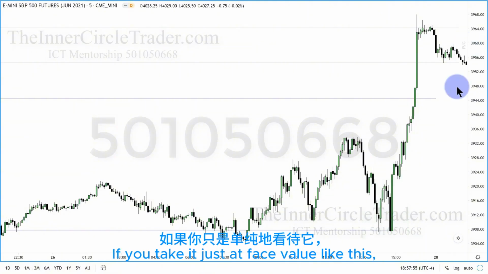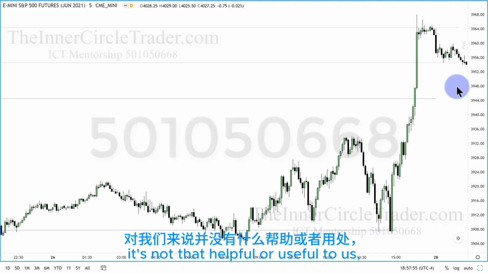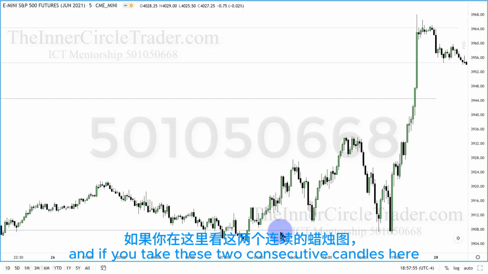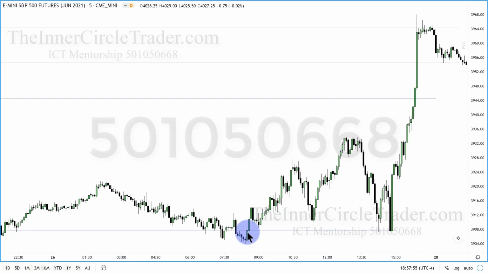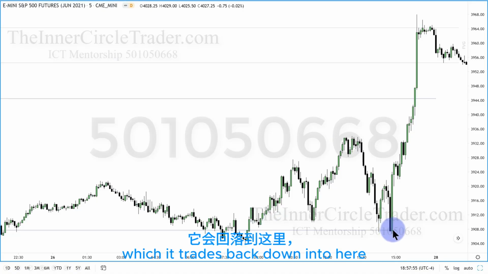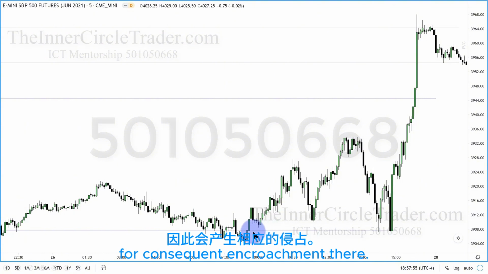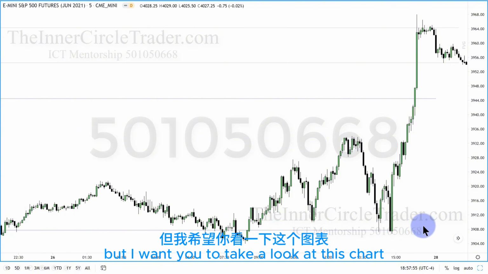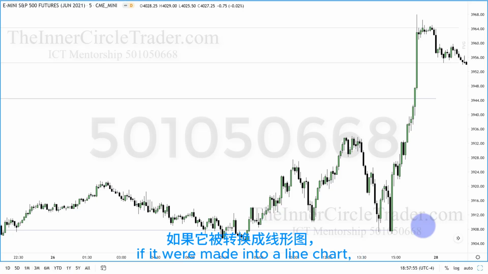If we take it just at face value like this, it's not that helpful or useful to us, even though we do have an order block. And yes, we're taking out sell side liquidity here. And if you take these two consecutive candles here and look at it from a 10-minute perspective, this would be an imbalance, which it trades back down into here for consequent encroachment there. So there's several things occurring, but I want you to take a look at this chart if it were made into a line chart.